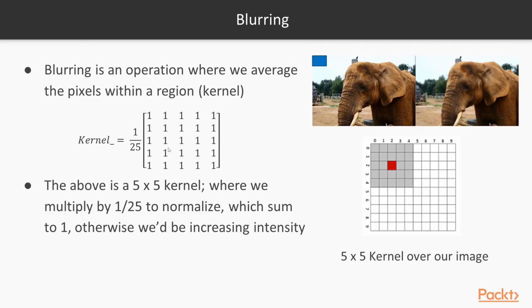By the way, this was a blurring kernel right here. So this multiplying by 1s is sort of like an averaging across all the pixels. So that's how we actually blur it.